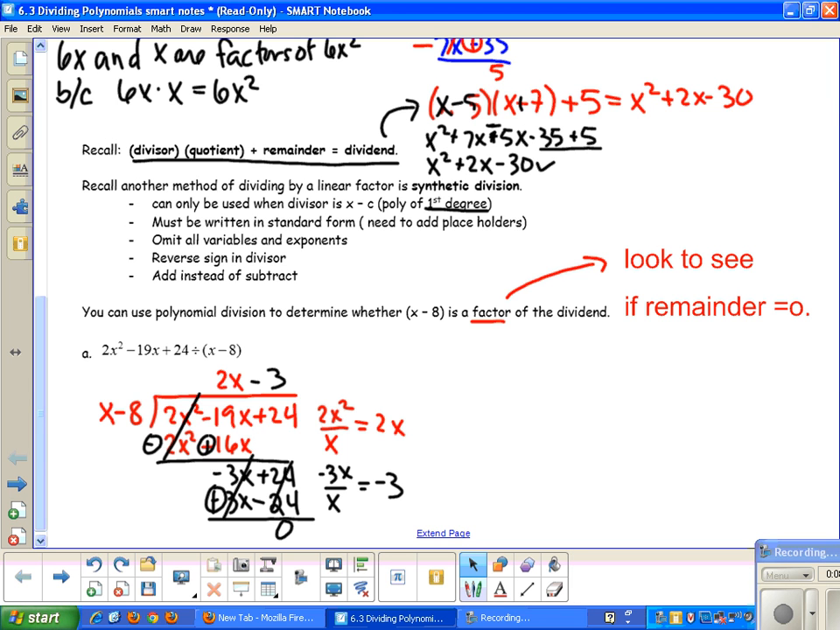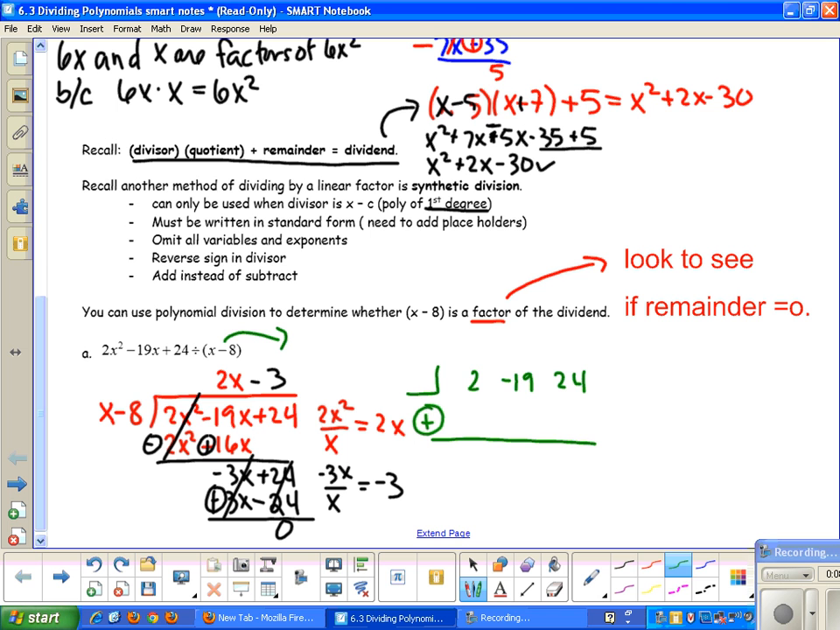If I want to do my synthetic division, remember that's when we take out our variables. So I do 2, negative 19, 24. And remember we have a number that goes in my box here. And then instead of subtracting, we add. The number that goes in the box, we use the opposite of negative 8, which would be positive 8. And how do you find that number? You just set it equal to 0. So x equals 8 is what we're testing right there.